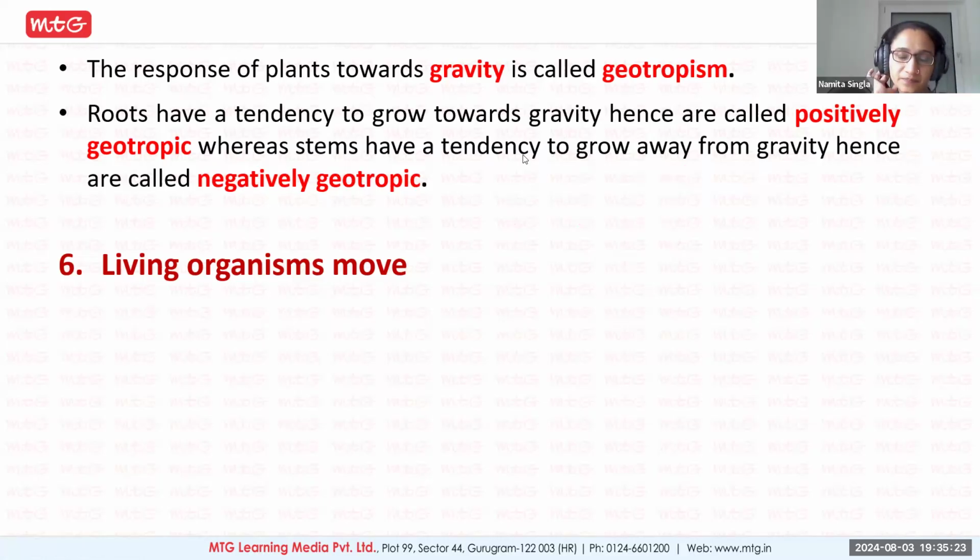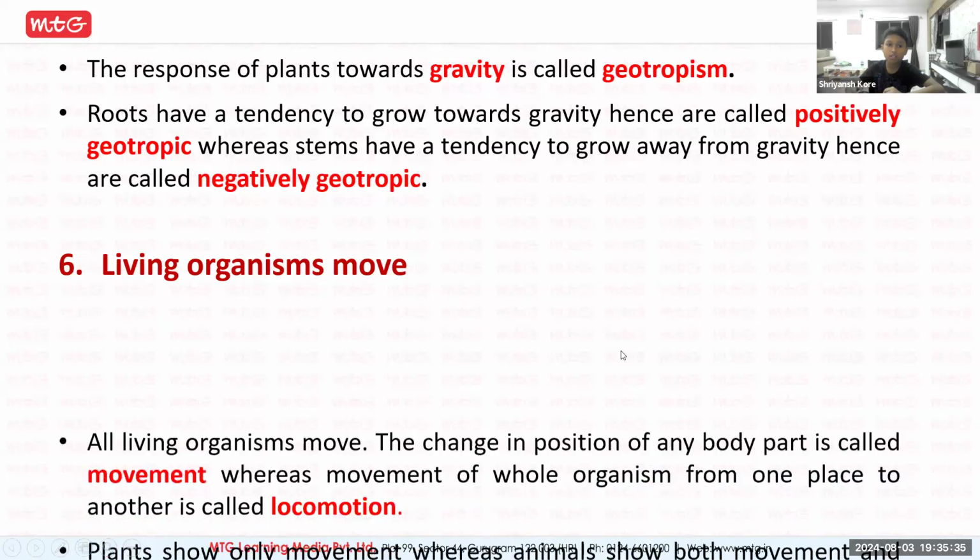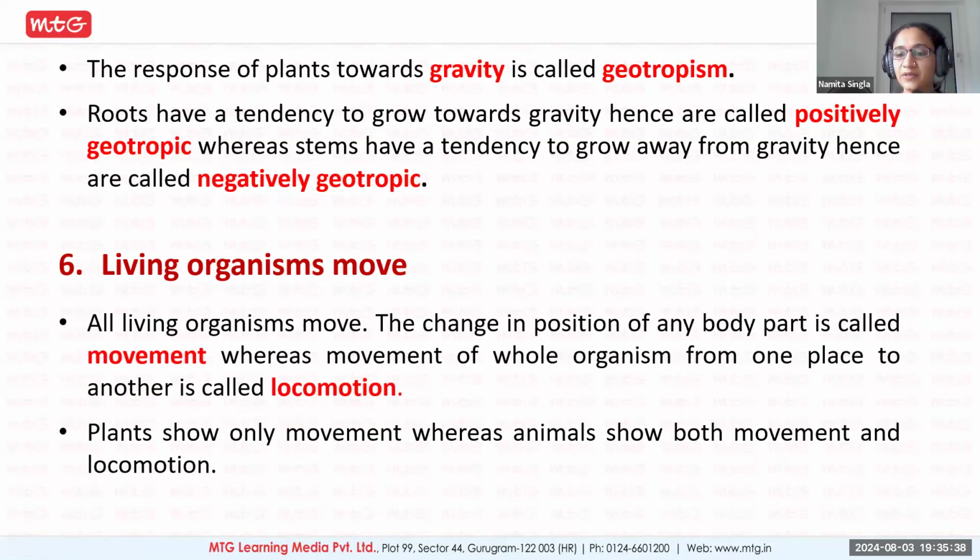Shreyansh again. Yes, ma'am. Movement is when we move only some part of the body, but locomotion is when we move from one place to another as a whole. Yes, correct. So movement is like you are sitting on your chair and you are simply moving your arms or legs or head. That is movement of body parts. Whereas locomotion, when you stand up and move from one place to another, that is called locomotion. So this is the difference between movement and locomotion.